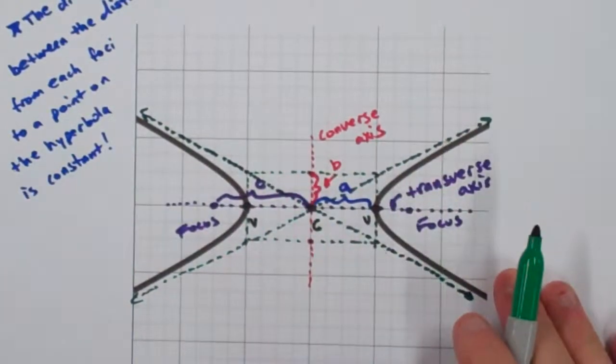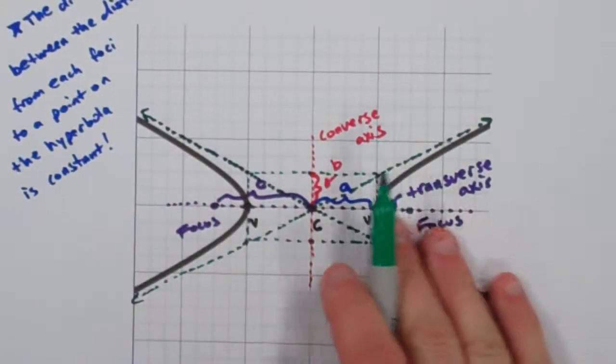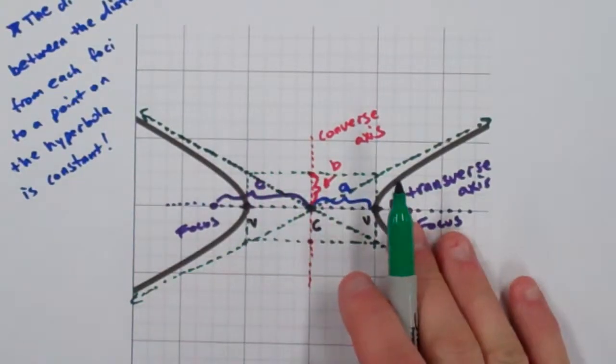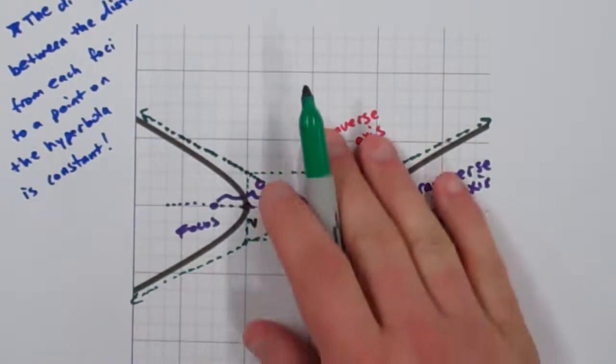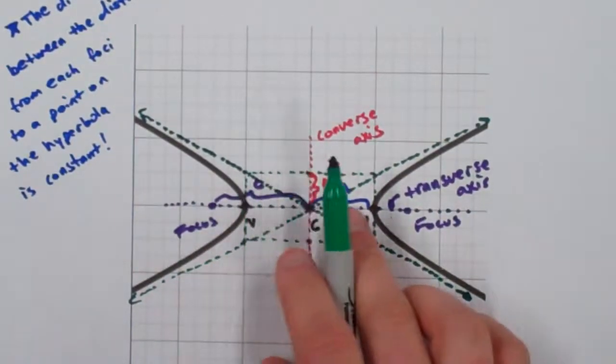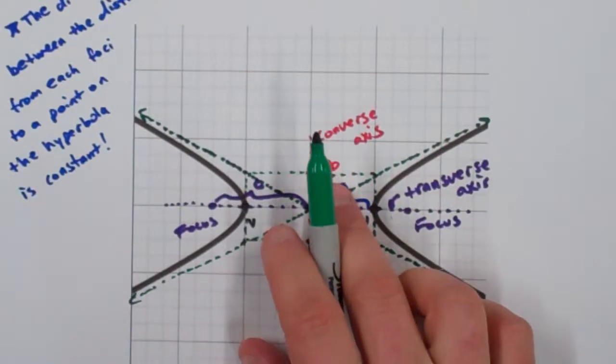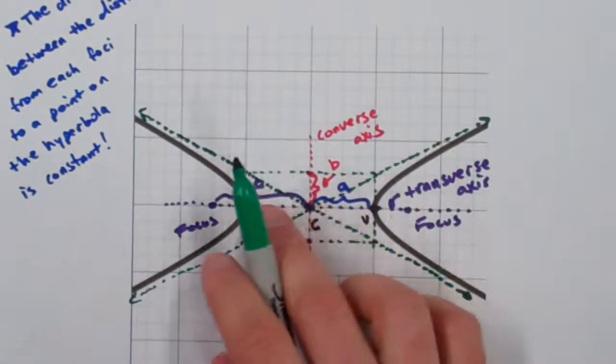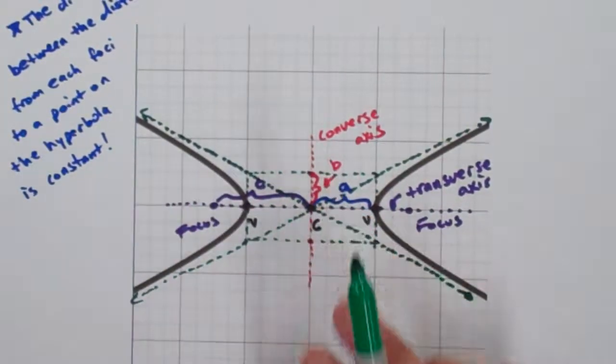So a lot going on here. We've got the transverse axis, kind of, I guess, like the major axis for an ellipse. The conjugate is sort of like the minor, I suppose. But we don't name the major or minor because actually the distance here, A, could be less than B. However, C is always bigger than A.